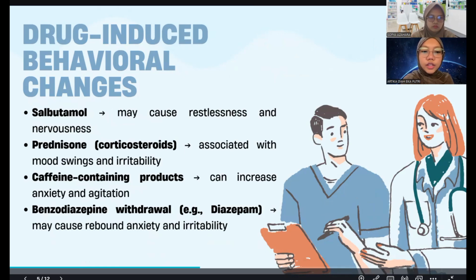Next is caffeine containing products. They can increase anxiety and agitation. And the last example is benzodiazepine withdrawal. For example, diazepam may cause rebound anxiety and irritability. For the next explanation, it will be explained by Sofia Azahara.